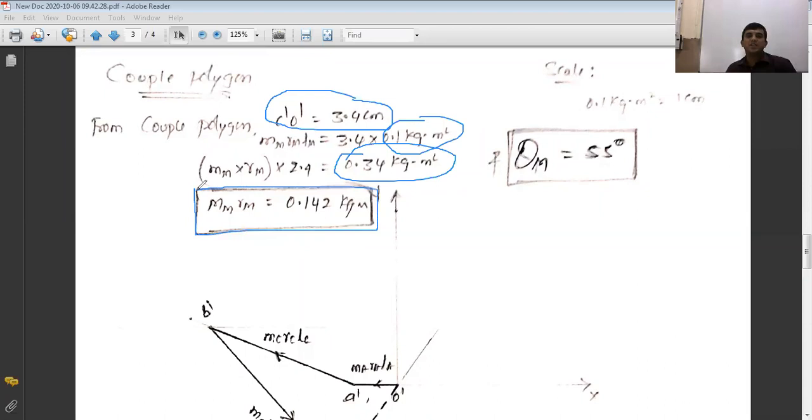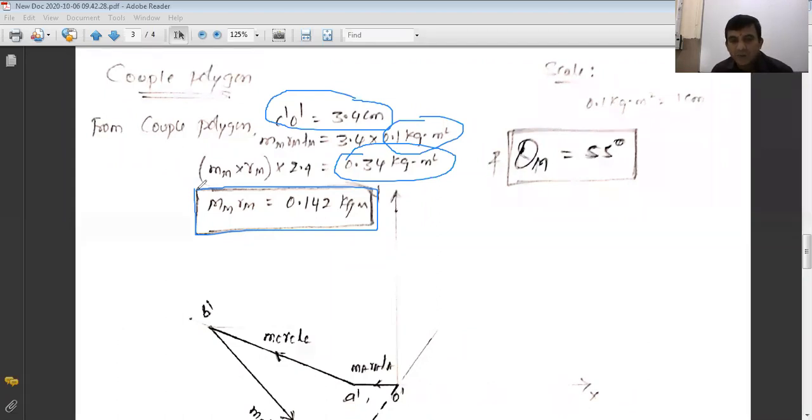0.142 kg meter, because our LM will transfer to the right side, and the 1 meter gets cancelled. Finally, MMRM is a centrifugal force. MMRM at the bearing M, what force will you get? You will get a centrifugal force of 0.142 kg meter.